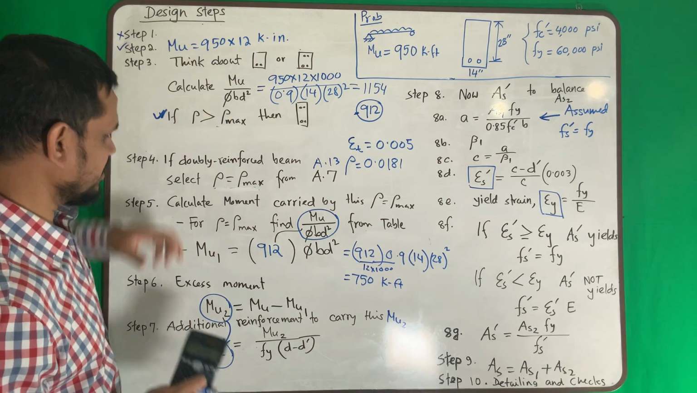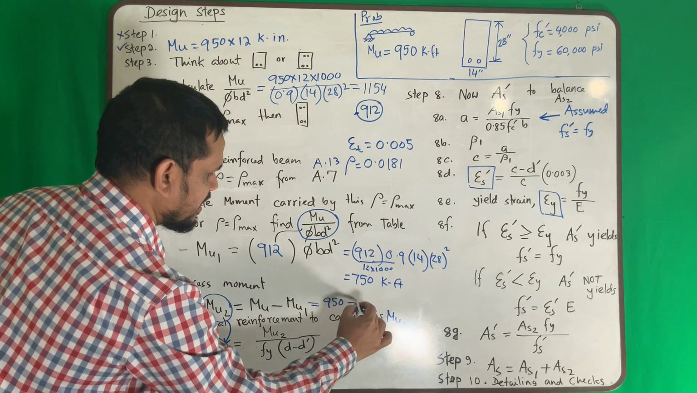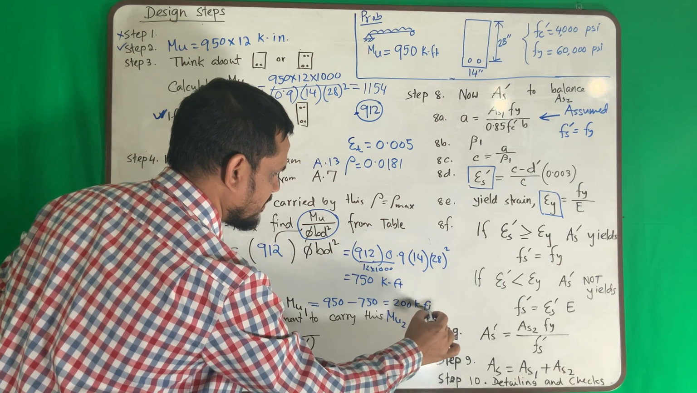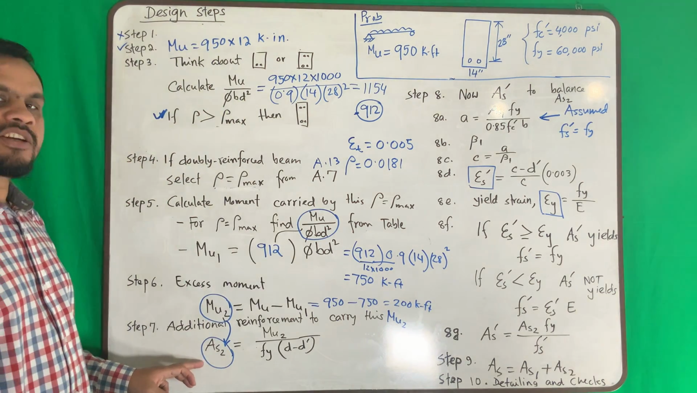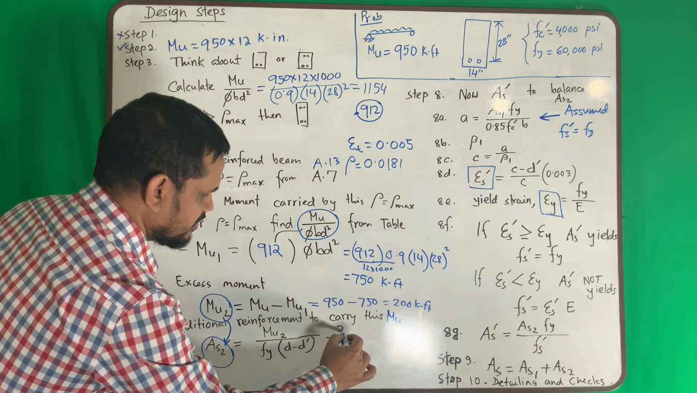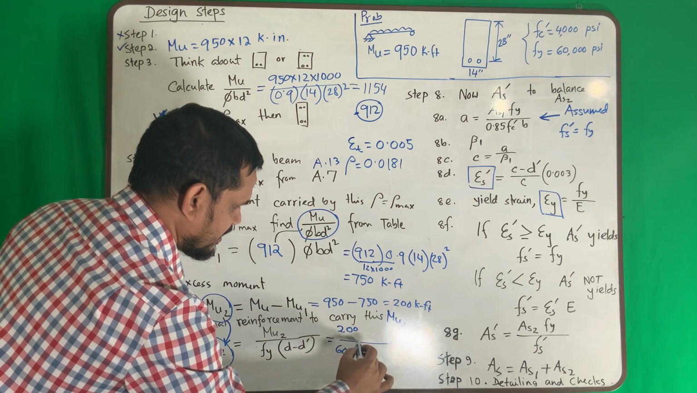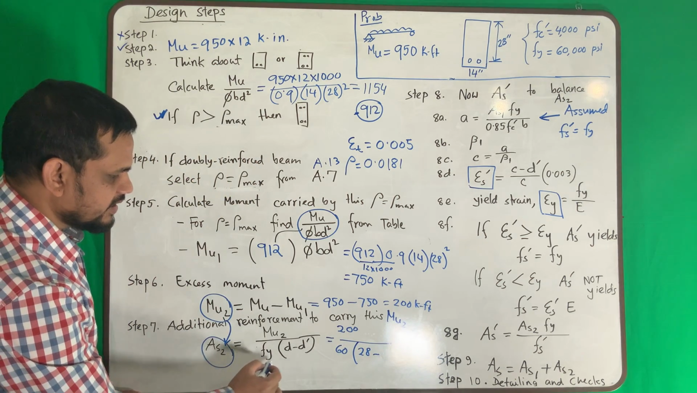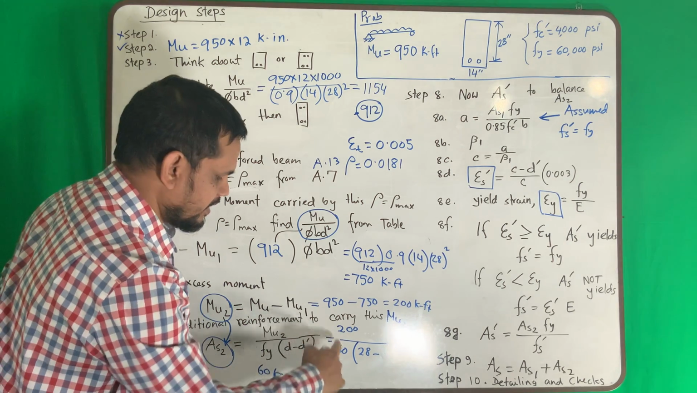My moment is 950. What to do? What is my balance or excess moment? 950 minus 750 equals 200 kip-feet. 200 kip-feet moment is my excess. Now I need to provide additional reinforcement to carry this moment. Okay, so this is my equation. So 200, the Fy is 60, d is 28. Now you can see this is 60 KSI. So this value will be in kip-inch.